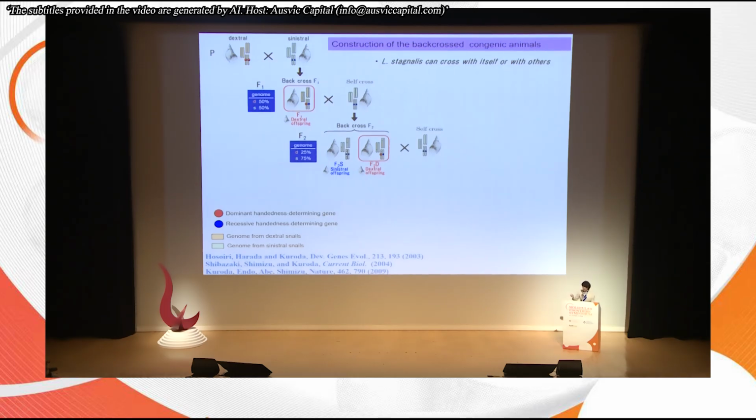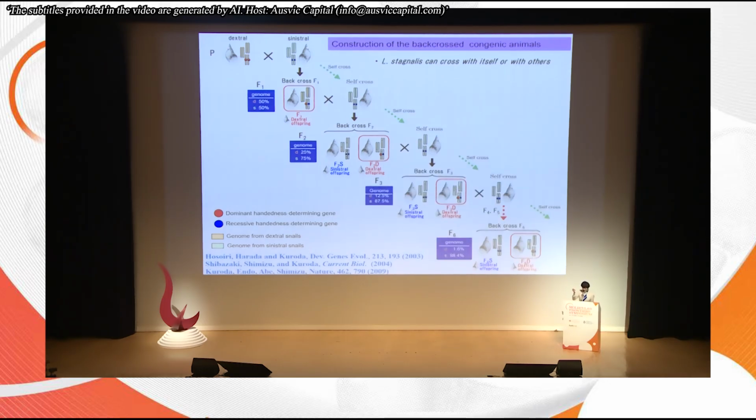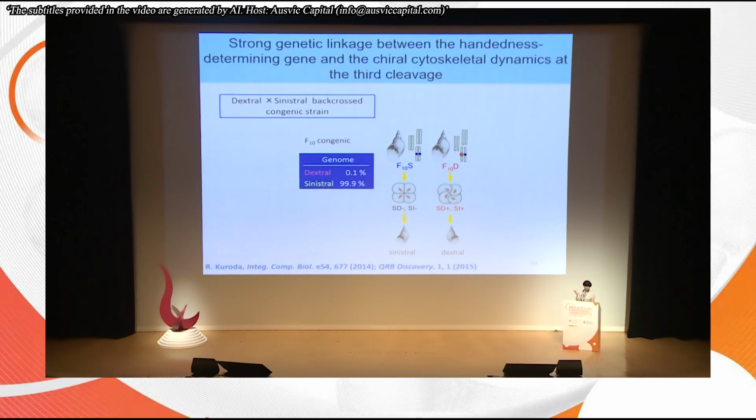And that produces offspring. So it's quite a long way to go. For example, if you come to the F6 stage, the right-handed genome becomes 1.6%, and the sinistral snail genome is 98.4% on average. So that is quite nice, and if you keep going, you get the F10 congenic snail.